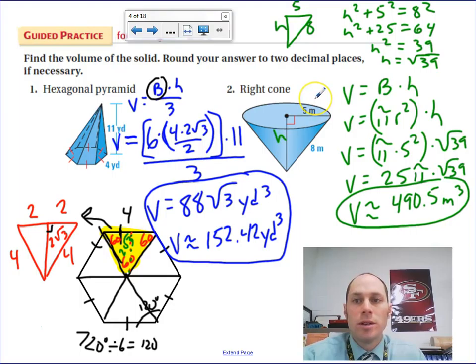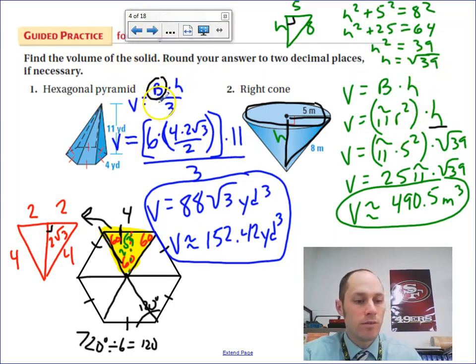Next, for the right cone, I realize I've done something wrong right now, but I'll come back to that. In my right cone, I need area of base times height. Since it's a circle, the base is pi r squared times the height of the figure. The height of the figure I'm not given; this is the slant height. So I took this right triangle and used the Pythagorean theorem to find h. So h is square root of 39.